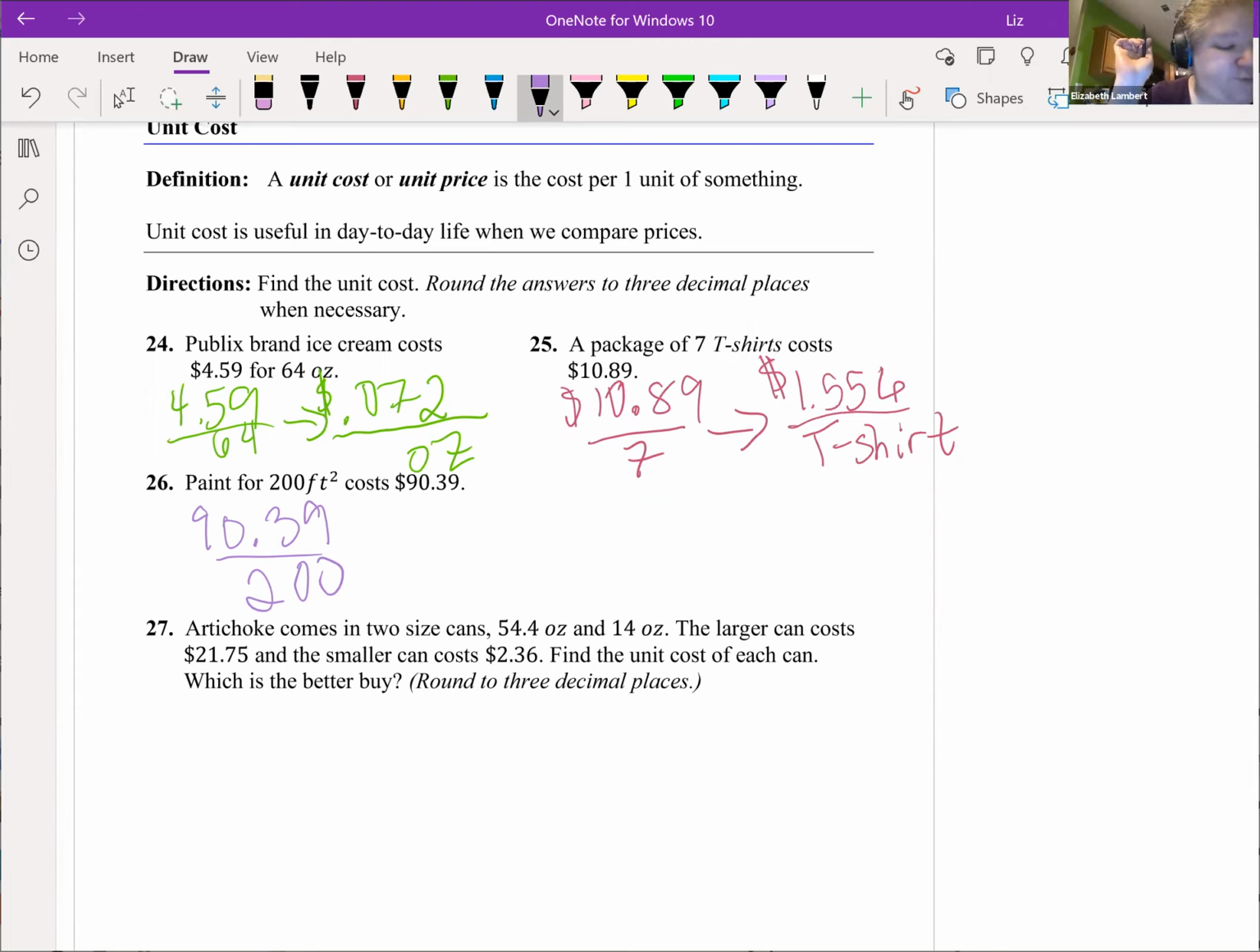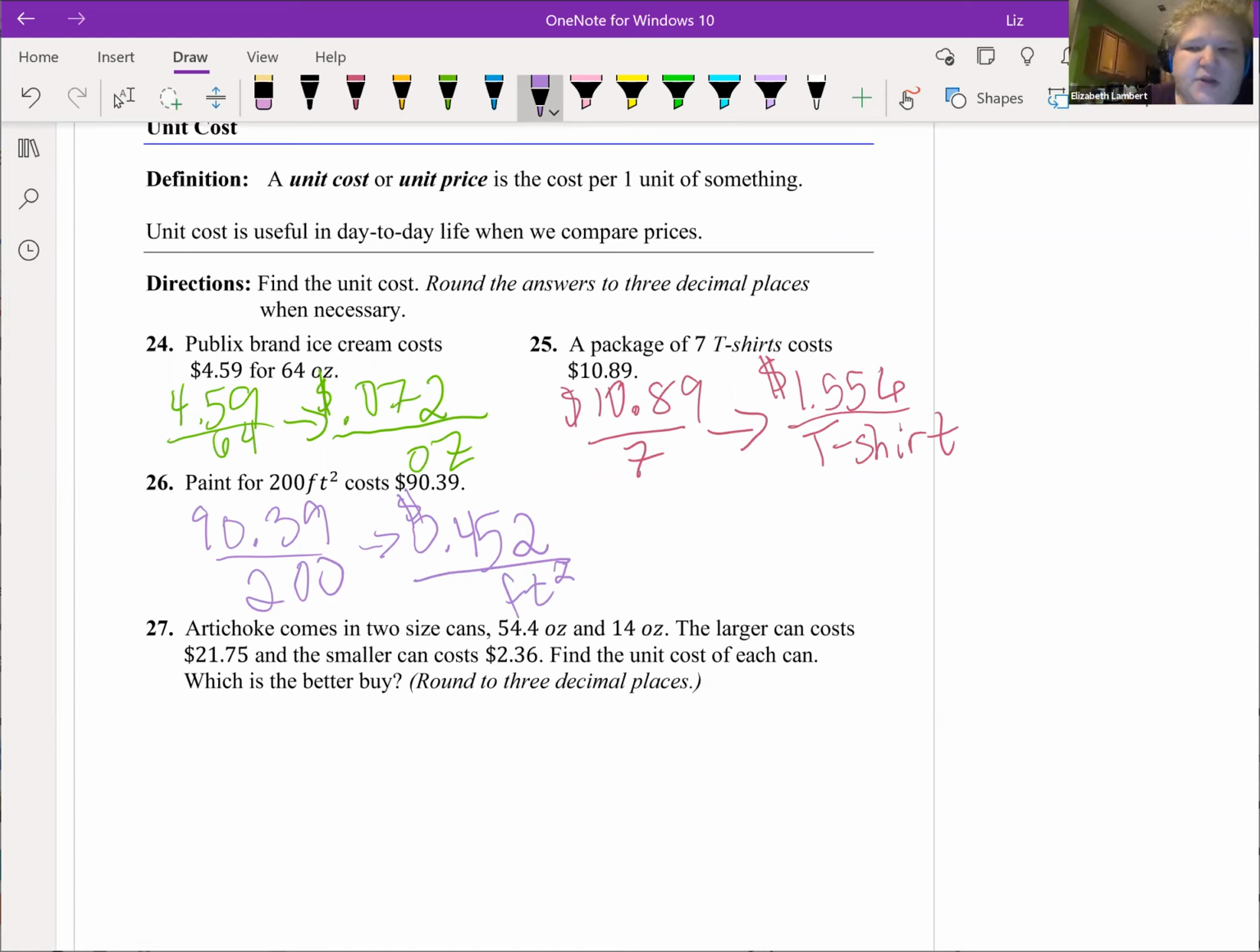So we have 0.45195. 0.4519 is going to go up to 2. So this is about 45 cents per square foot. And then some people actually write SQFT instead of foot squared, just so that way it looks the way it reads.